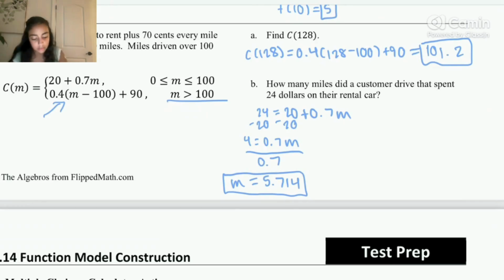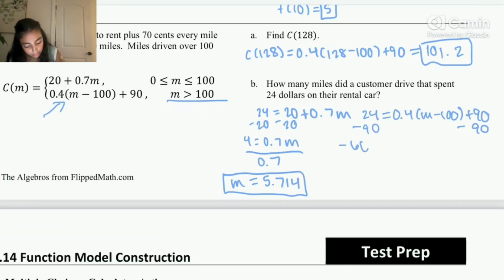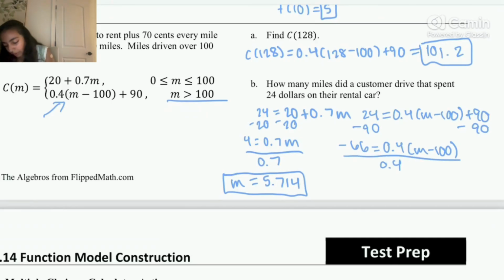And just make sure we are going to test out the other equation. So 24 equals 0.4 times m minus 100 plus 90. So we can do minus 90 on both sides. It's negative 66, I think. Yeah. Equals 0.4 times m minus 100. We divide by 0.4. And I don't personally know that off the top of my head, so we can use our calculator. 66 divided by 0.4. Negative 165. Equals m minus 100.